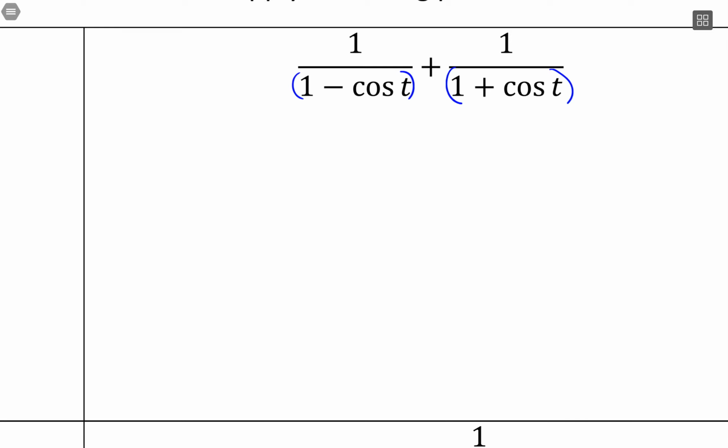We're just changing x to cosine. So I'm missing that 1 plus cosine of t, and I would need to multiply the numerator by that same thing, and then over here I'm missing the 1 minus cosine of t, and I would need to multiply the numerator by that as well.